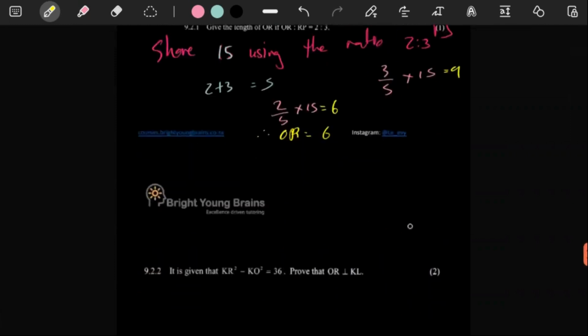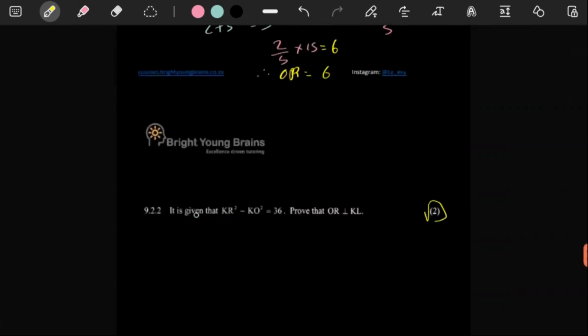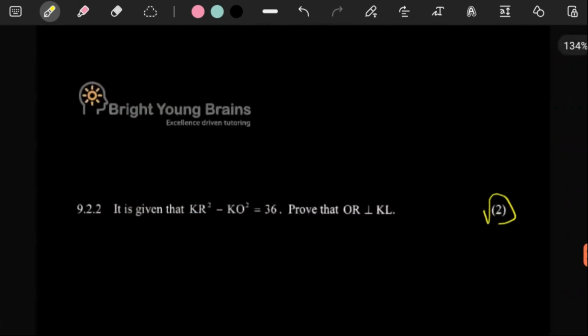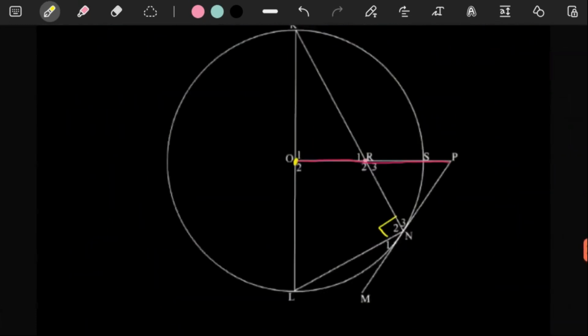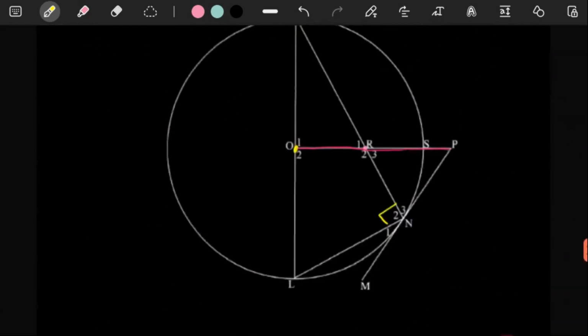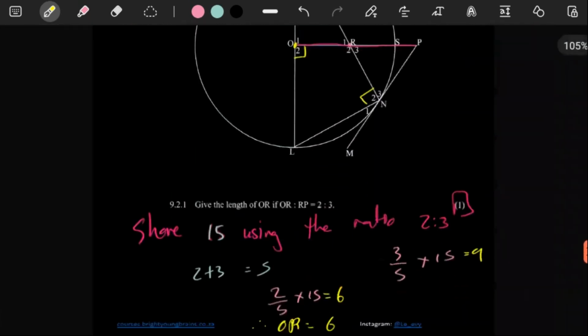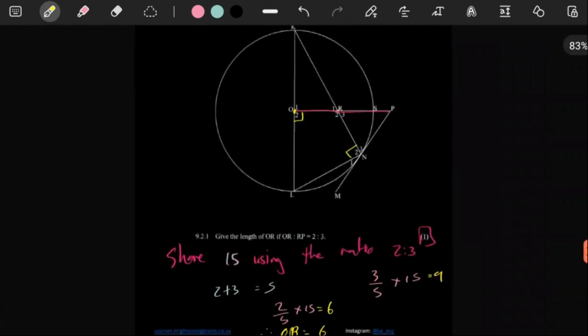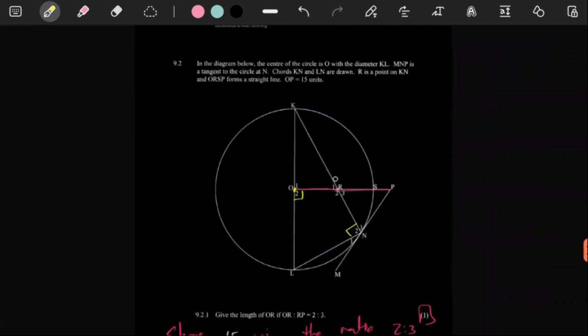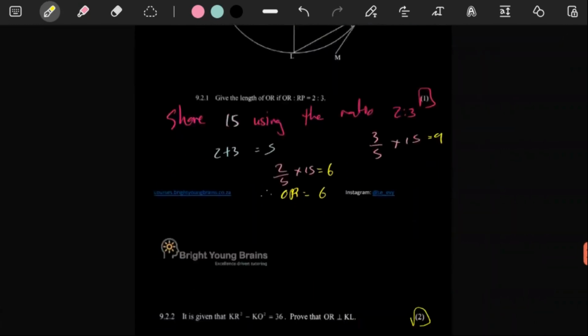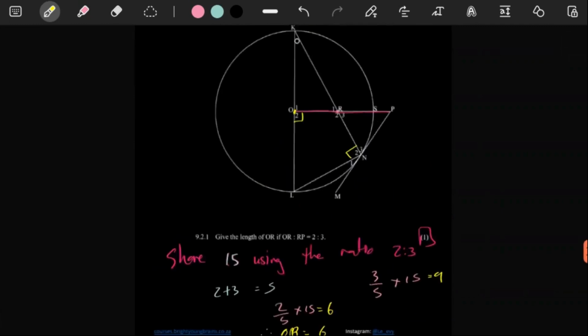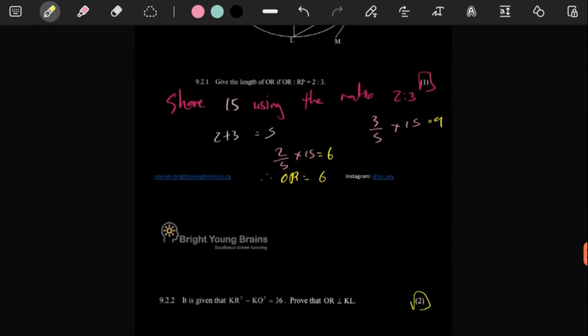So for 2 marks here, they said it is given that KR squared minus KO squared is equal to 36. Prove that OR is perpendicular to KL. Where is OR now? OR perpendicular to KL. We should prove that these are perpendicular. But what did they tell us though? They told us that KR squared minus KO squared is equal to 36.